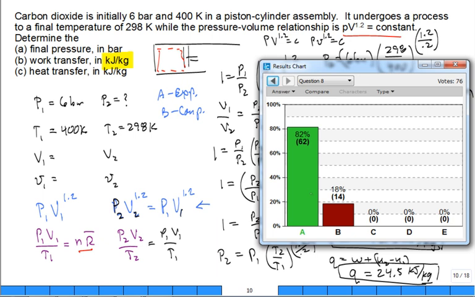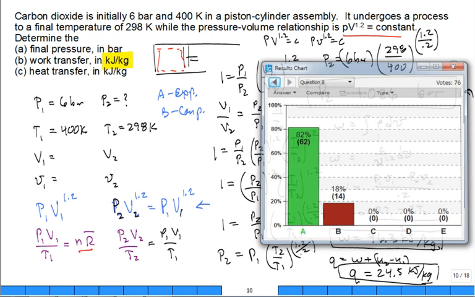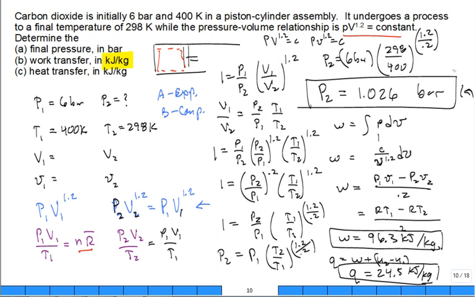How did you determine that? Is the work positive or negative? Positive. All right, not a clicker question. Is it being heated or cooled during the process? All right, it will be a clicker question. Is it being heated, answer A, or cooled, answer B, during the process?